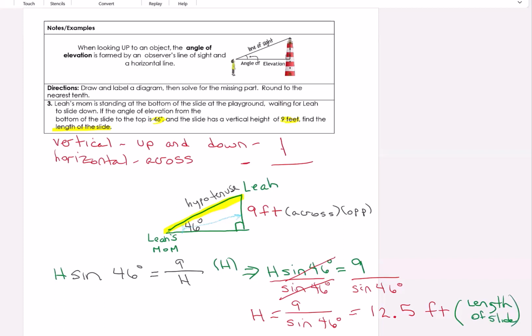And that's it. We found the length of the slide. All you really have to do is think of SOHCAHTOA.